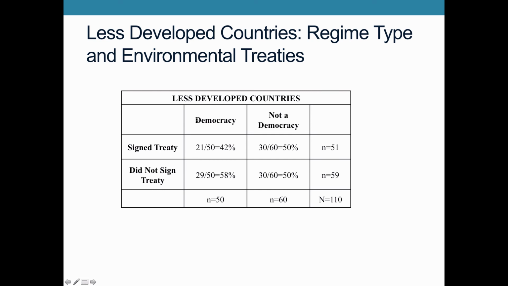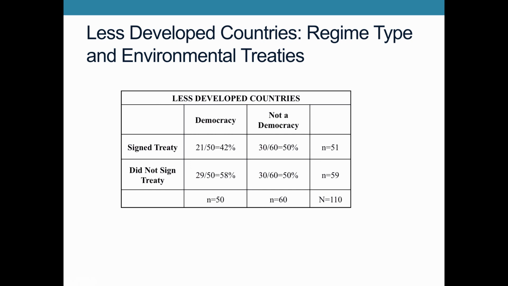So among democracies, less than half have signed this treaty. All of a sudden, you're less likely to sign the treaty if you're a democracy in a less developed country. So here the difference is 42-48. So among democracies, are you less likely? Yes, you're less likely to do this. So how do we bring all of this together?